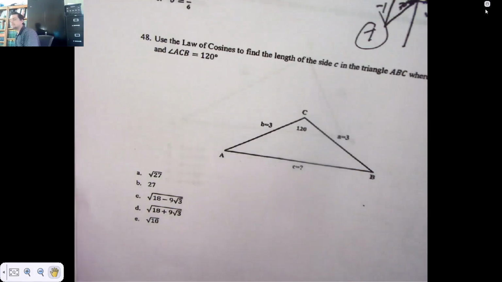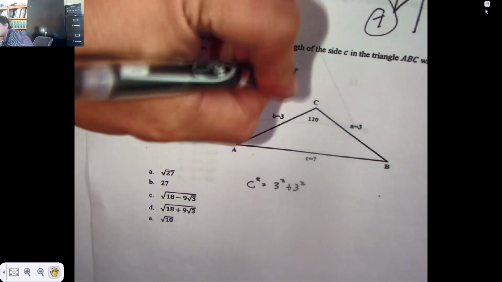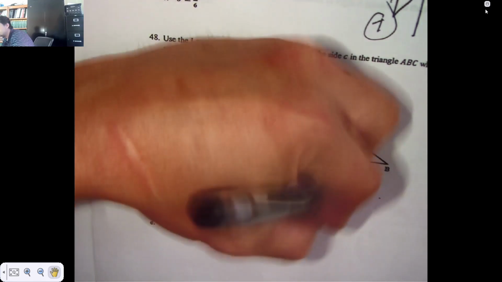Law of cosines to find the length of side C in the triangle ABC, where A is 3, B is 3, and the angle ABC is 120 degrees. All right, so they want this little c. This little c squared is a squared, which is 3 squared, plus b, which is also 3 squared. By the way, law of cosines is c squared is a squared plus b squared minus 2ab cosine of angle C. Anyway, so where was I? Minus 2 times 3 times 3 times the cosine of 120 degrees.